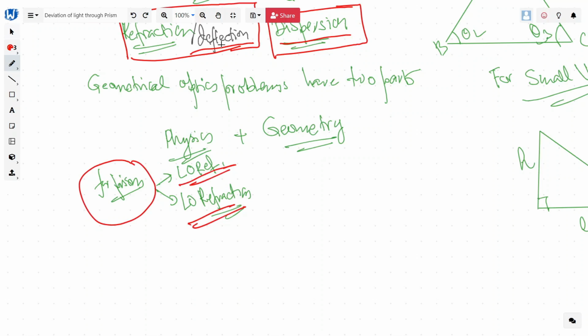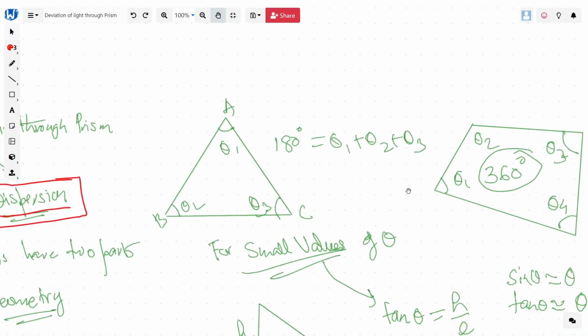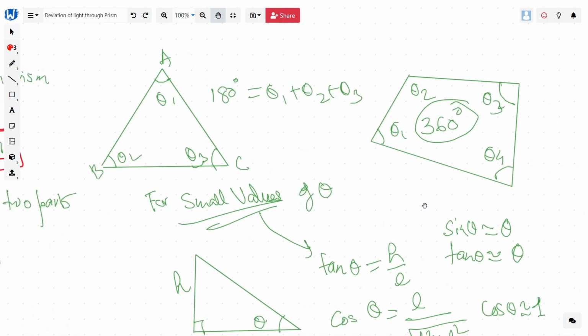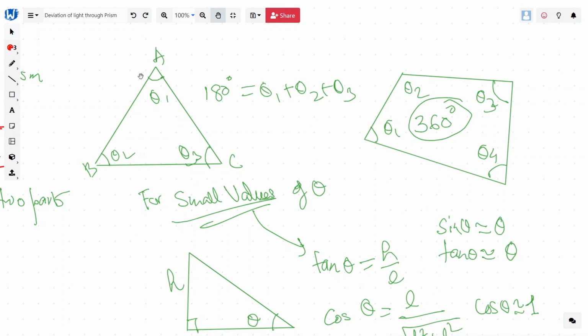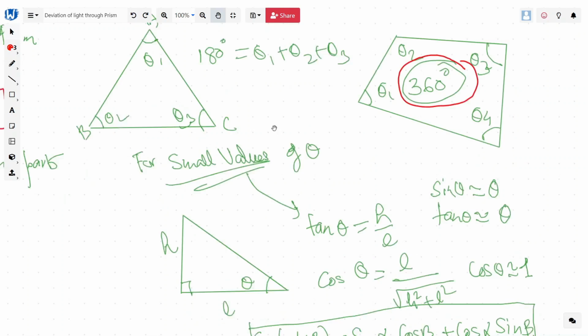Now let's brush up a few geometrical concepts so that we are able to solve problems in geometrical optics. We know all this, but just to revise: whenever we have a triangle, theta 1 plus theta 2 plus theta 3 is equal to 180 degrees. And when we have a quadrilateral, theta 1 plus theta 2 plus theta 3 plus theta 4 is equal to 360 degrees. Okay, so that was easy.